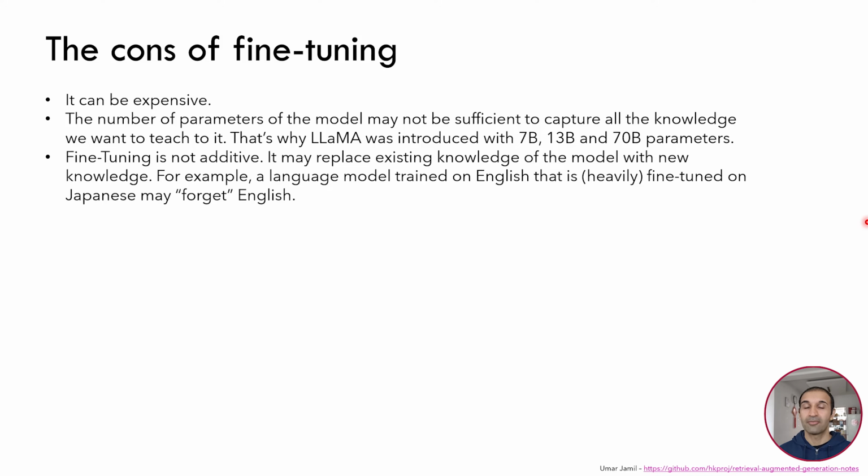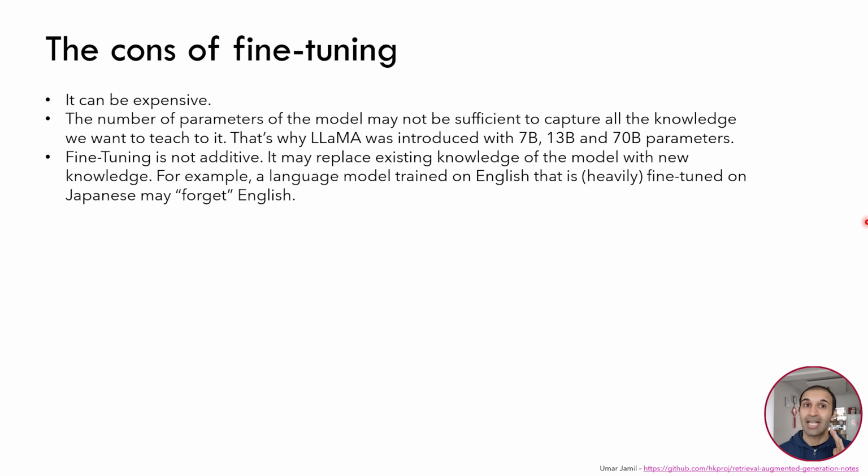However, fine-tuning has some cons. For example, it can be expensive in terms of the computation power necessary to fine-tune. The number of parameters of the model may not be sufficient to capture all the knowledge that we want to teach the model itself. For example, Llama was introduced with 7 billion, 13 billion and 70 billion parameters. Why? Because with 7 billion parameters, it can capture some knowledge, but not as much as the 70 billion parameter model. So the number of parameters is a limitation on the amount of knowledge the language model can acquire.